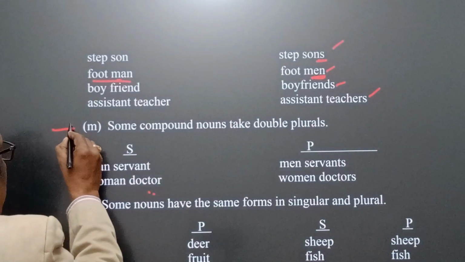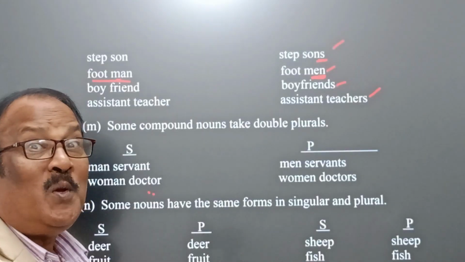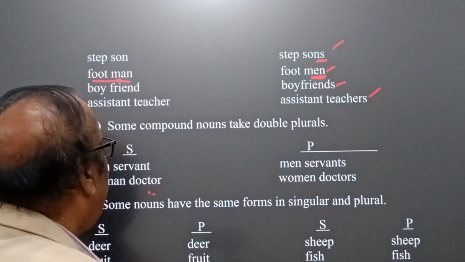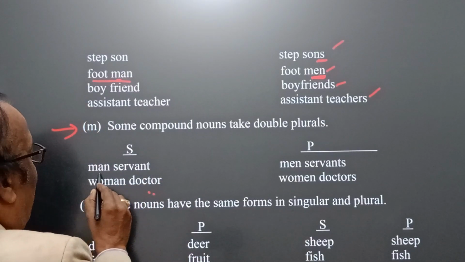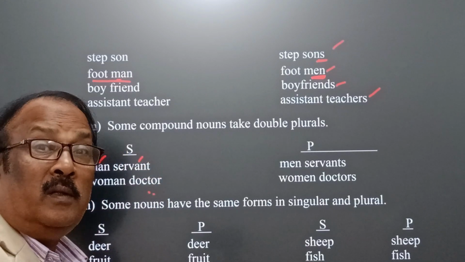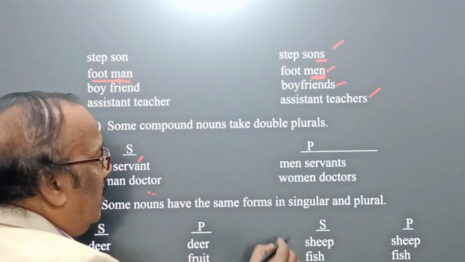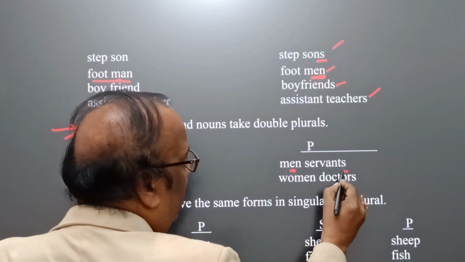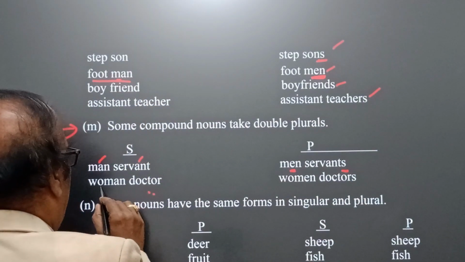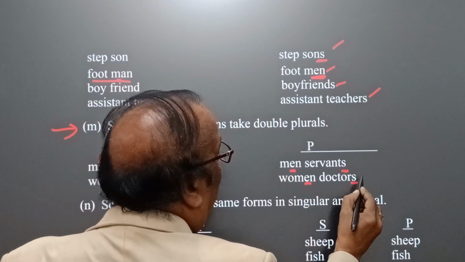The next idea, some compound nouns take double plurals. What do we mean by double plurals? Whenever both nouns are changed. Just for example, man servant. Man is a noun, servant is also a noun. This word is a compound noun. Here, in this case, men servants. Here we have double plurals. Similarly, woman doctor, women doctors.